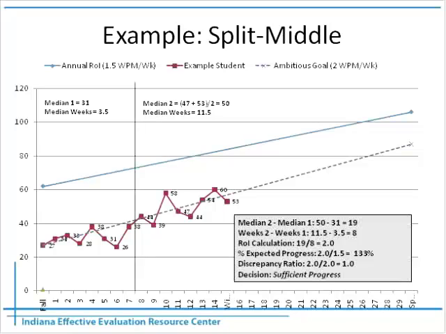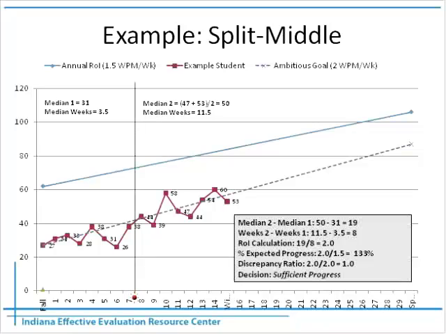Here's an example of calculating the split middle method. What you do here is you take into consideration the total number of data points you have, and you draw a line straight down the middle. So in this case, we had 8 weeks prior to intervention: 8 weeks at the beginning half and 7 weeks at the end half.